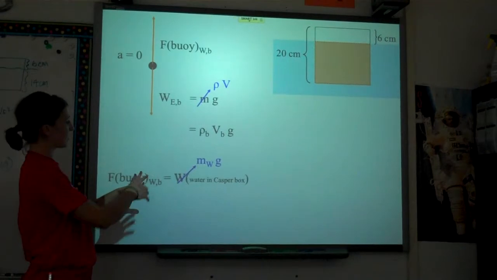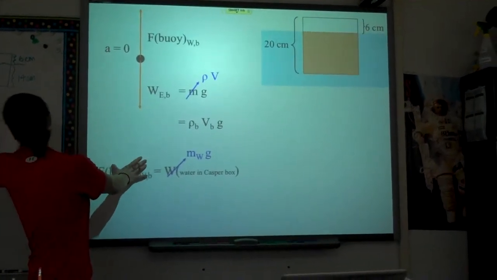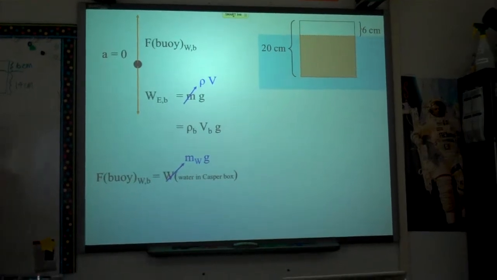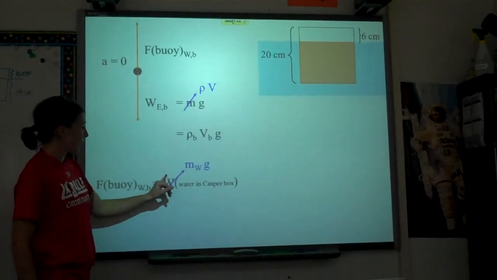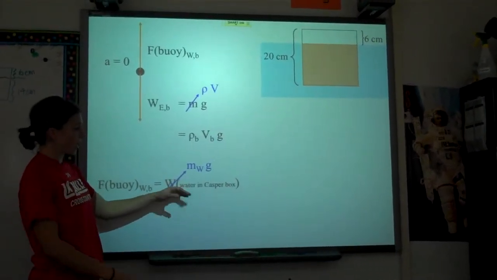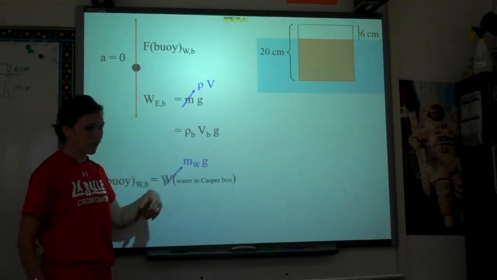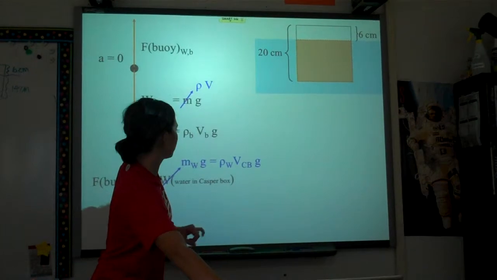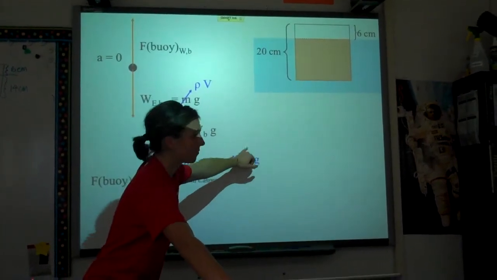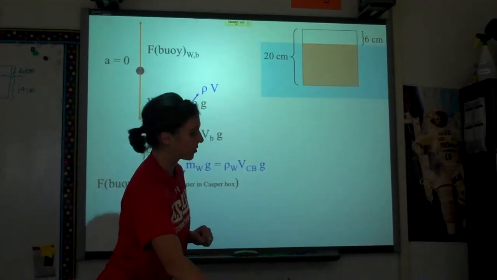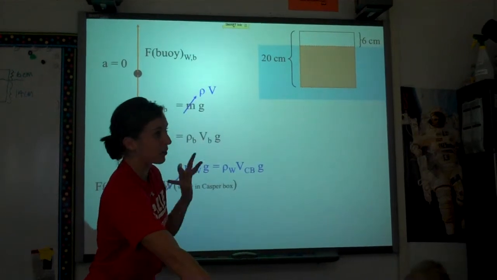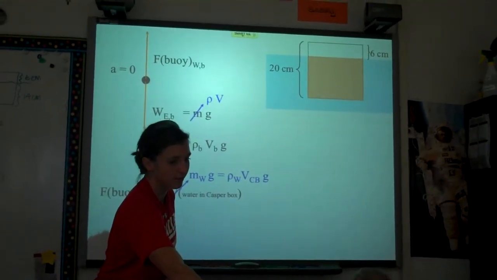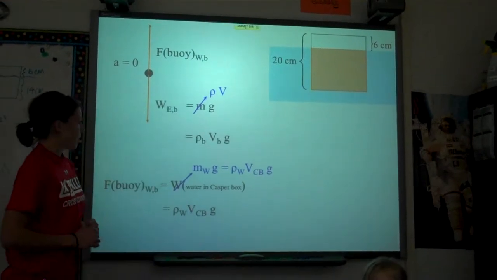So the buoyancy, if we were to be over here again, this would be this side of the equation. So the weight of the water in the castor box is mass of the water times gravity. Well, we want to change mass into density times volume times gravity. So we're doing a lot of substitution. I know it can seem overwhelming, but just stick with us. Nah, we got it. We're smart.